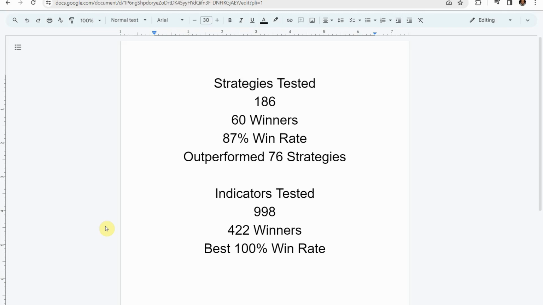So far, since we've been keeping track, it has outperformed 76 of the other strategies that we have put it against. Every strategy so far. We've also tested a total of 998 indicators, with 422 of them being winners.